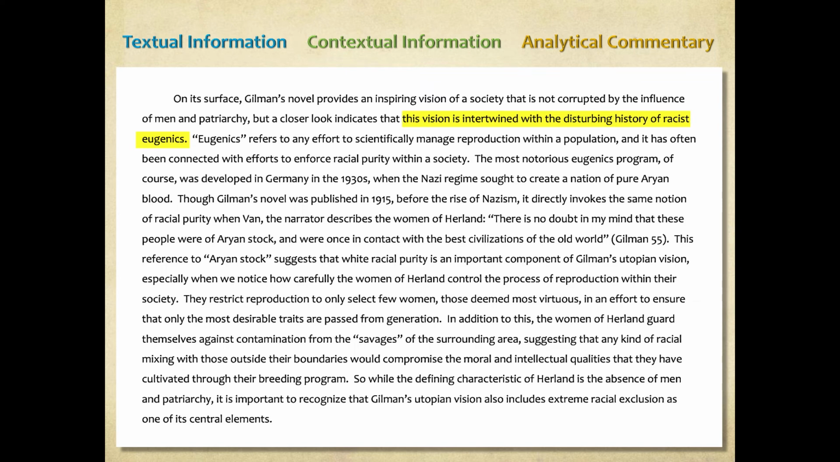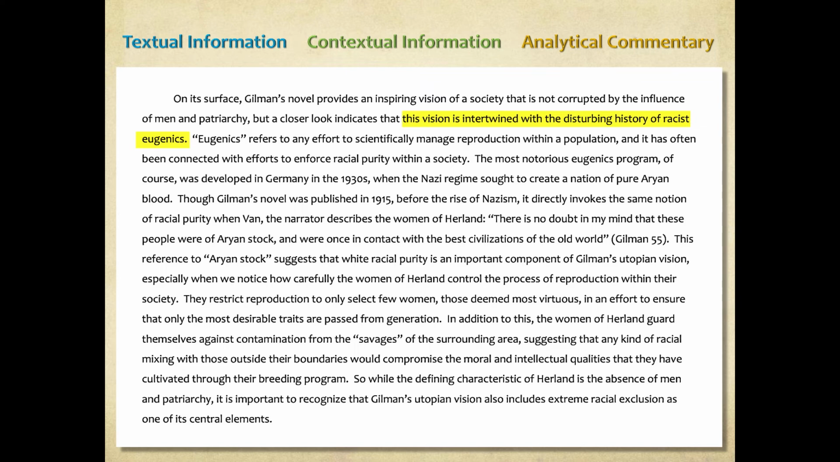Now, when I say an analytical point, I mean that it's something that's not obvious about the text, something that the author of this paper, let's call her Jada, has discovered through her own process of close reading and research. In other words, it's an understanding of the text that we wouldn't necessarily get just from casually reading it ourselves. Okay, let's read the next two sentences.